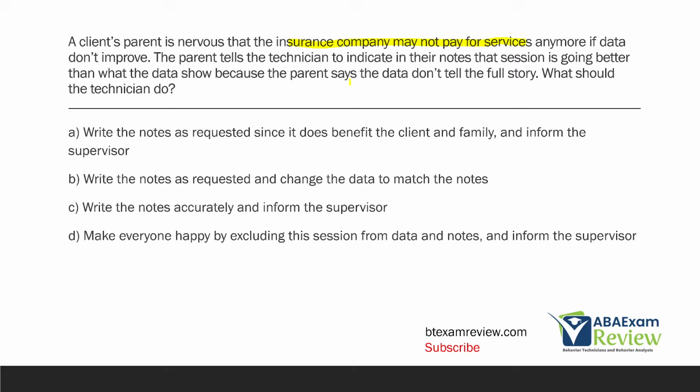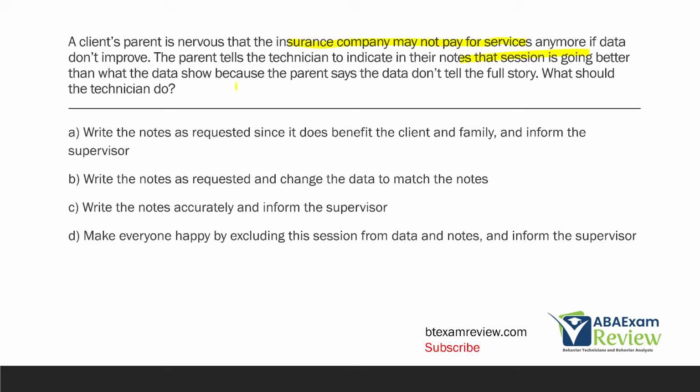The parent tells the technician that they should just say in their notes, session is going better than what the data show, because data don't tell the full story. Now, what's the issue with that? Well, data are what they are, right? If they're being collected correctly, the data are going to show what's happening in the session. And going in and trying to manipulate your notes just to hopefully make the data seem better or improved is not ethical and it's not honest. So, tough situation, but what should the technician do?